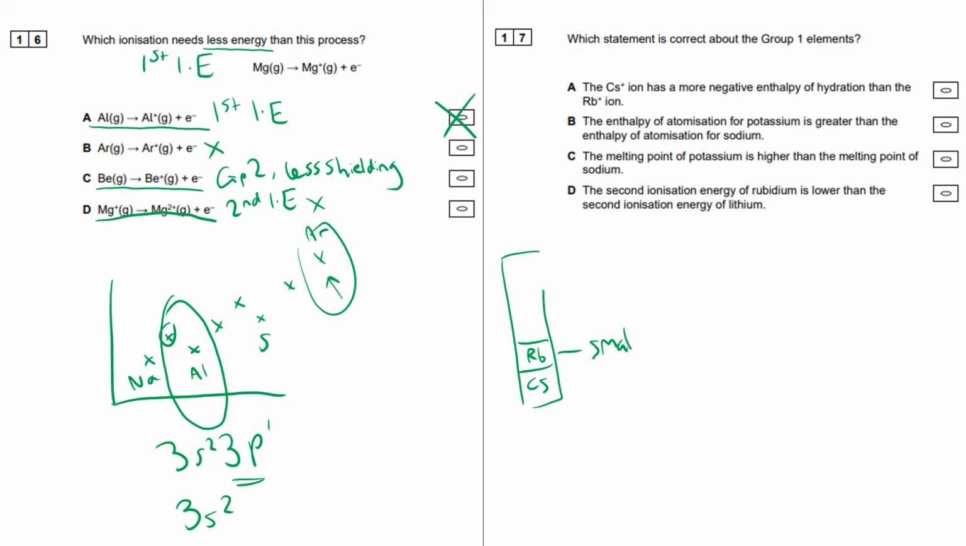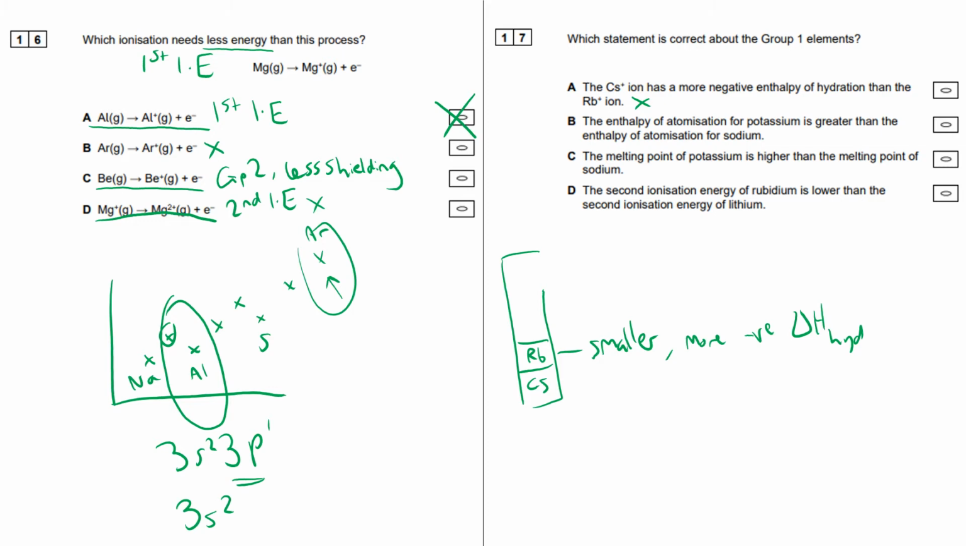If it's a smaller ion, it's going to be more strongly attracted to water, so it's going to have a more negative enthalpy of hydration than cesium, so that statement is incorrect.